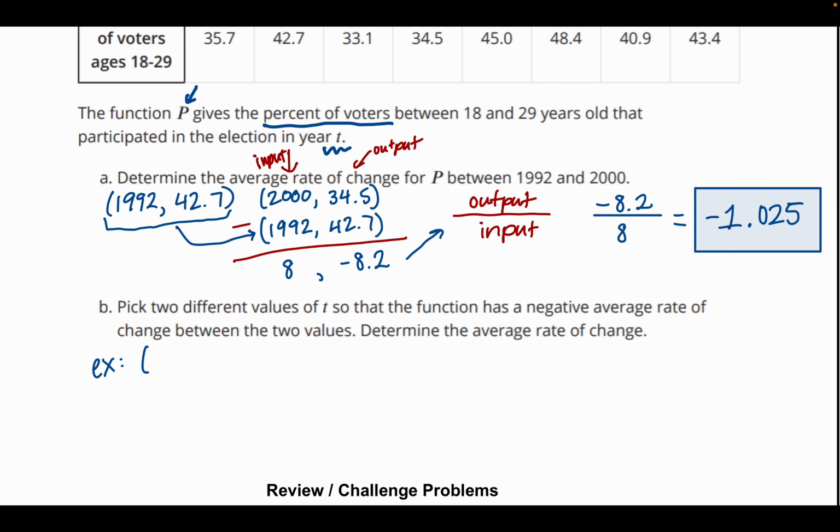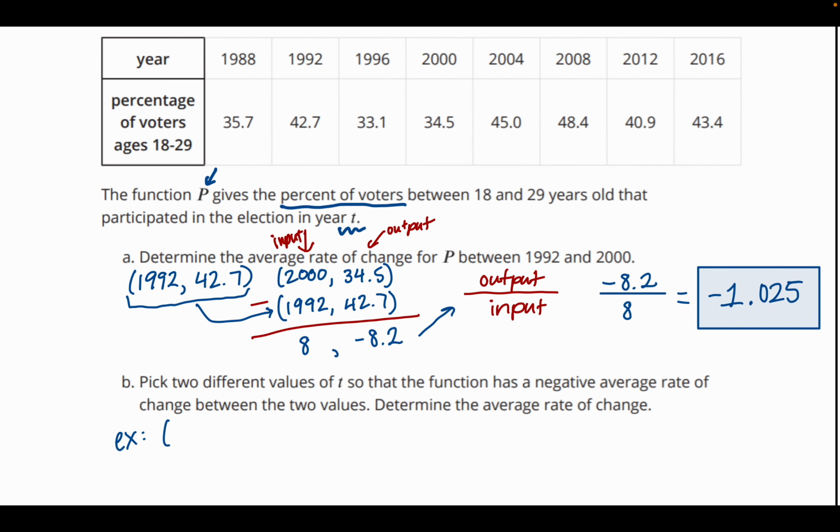And that would be 1988, where you have 35.7, and if we use 1996, where we have 33.1.